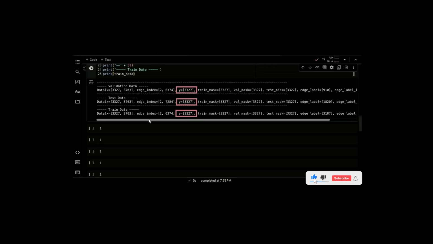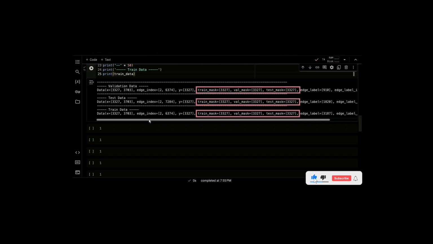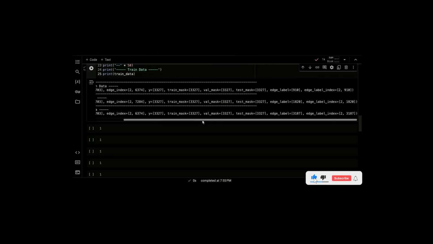The Y values represent the node labels. Because we have 3,327 nodes, all three values are equal to 3,327. You're already familiar with the train mask, val mask, and test mask. These are masks used for the nodes which make up the training, test, and validation data sets. We won't be using these here in the link prediction model. These masks are used for node classification tasks. We won't be using them for this link prediction task.